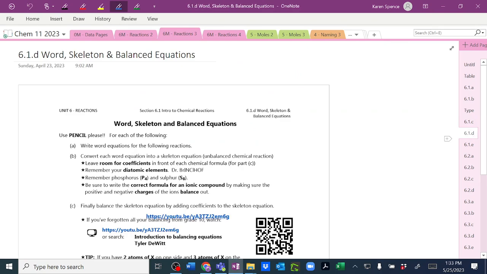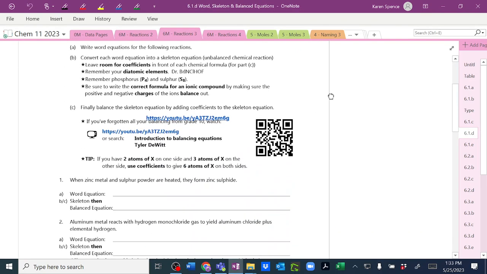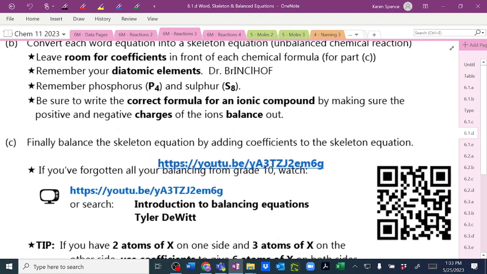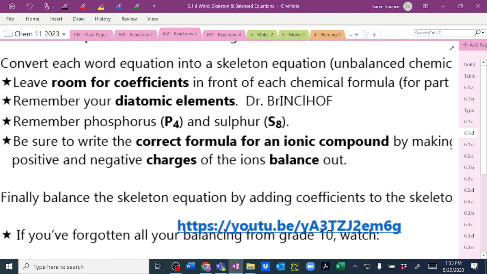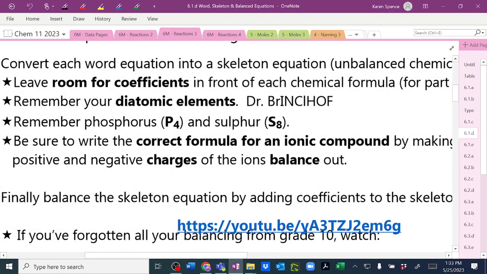And now we're going to go here. When you're writing these, we're going to do a couple together before I send you off home. You're going to leave room for coefficients. You're going to remember your diatomic elements. I want you to highlight these or put a star beside them for yourselves. Sulfur is S8 and phosphorus is P4. Why? I don't know. They just are.